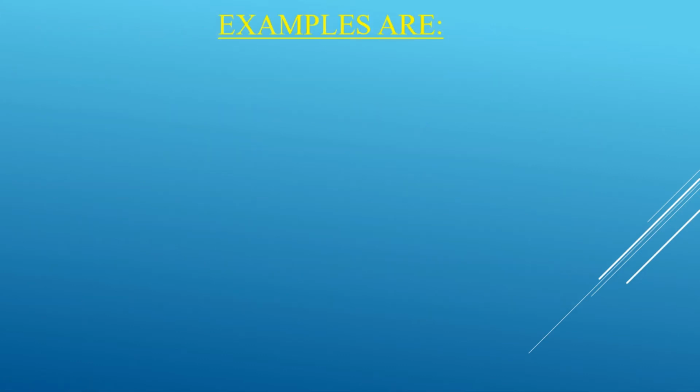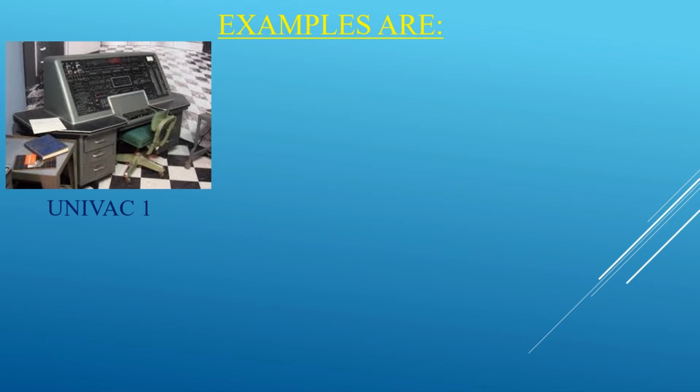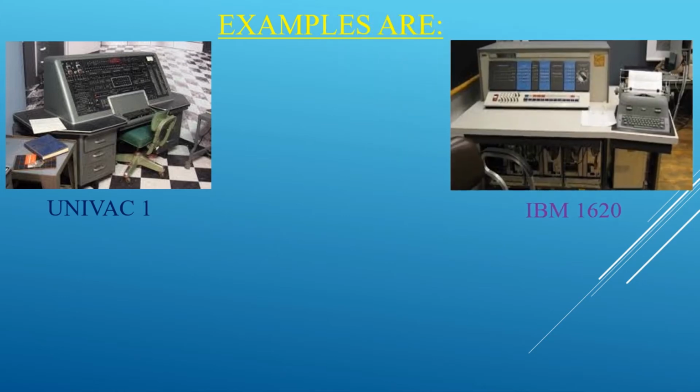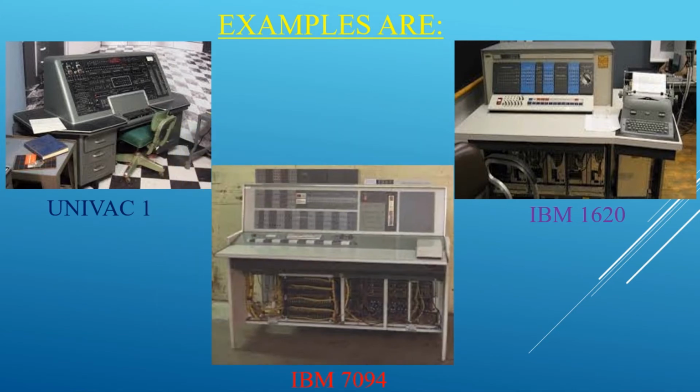Let's look at some examples of second generation computers. So we have the UNIVAC 1. As we see there, the picture of this computer, compared to the first generation, shows a reduction in size. And also the IBM 620, followed by the IBM 7094. So if we compare the first generation and second generation, there has been a reduction in size.